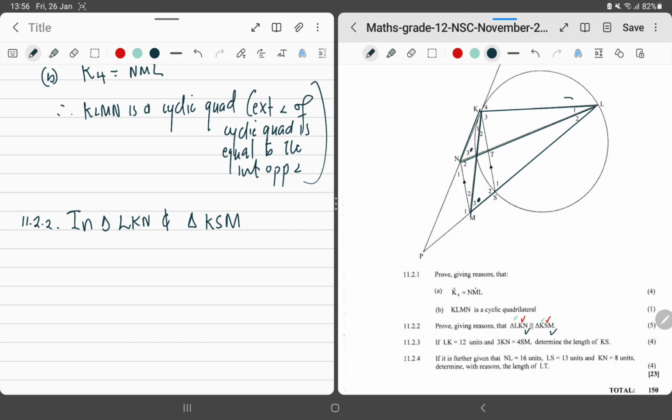So this is a line, this is a line. It subtends these two angles, so they are angles on the same segment. So we will say M3 is equal to N3 because they are angles on the same segment.